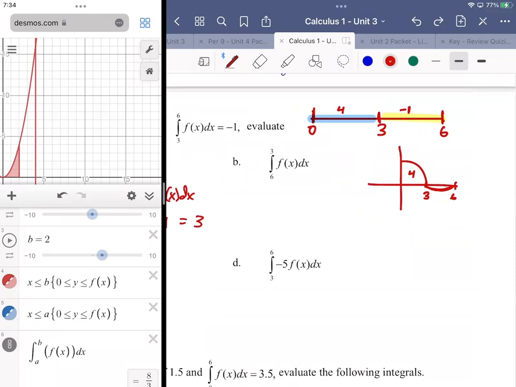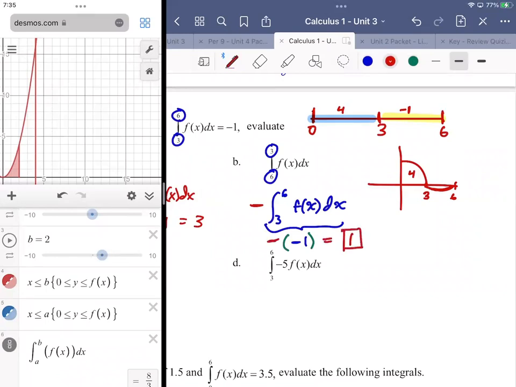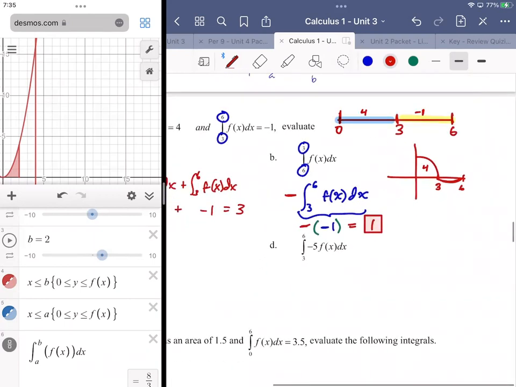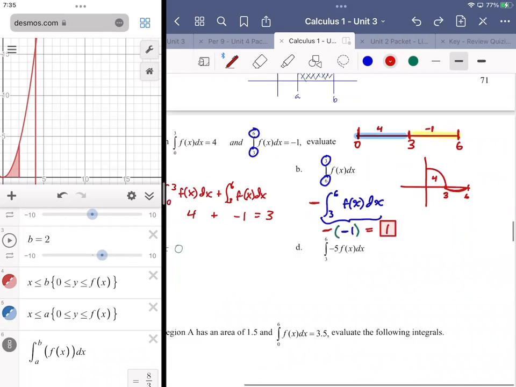But B is super easy, barely. The bounds are the exact opposite of what we want here, so I can reverse them as long as I remember to negate the integral. They told me in the setup here that this expression is equal to -1. So the negative of -1 would be equal to 1. That would be the equivalent of finding this area, but instead of going left to right, I would go right to left.